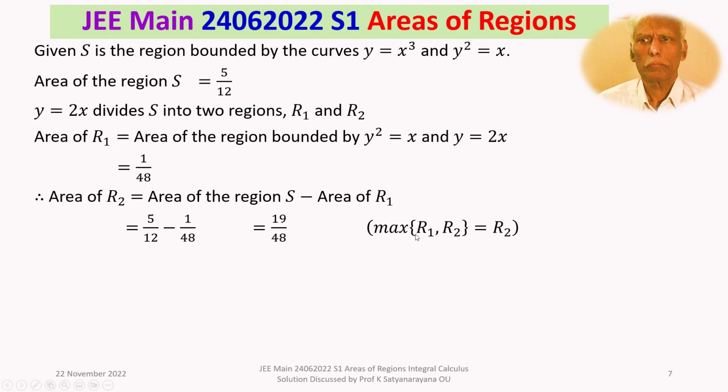The area of R1 is 1/48, the area of R2 is 19/48. The maximum of these two is the area of R2. Now we have to find the area of R2 by the area of R1, which is 19/48 by 1/48. 48 cancels, and you will get 19. That's your answer. So R2 by R1 is 19.